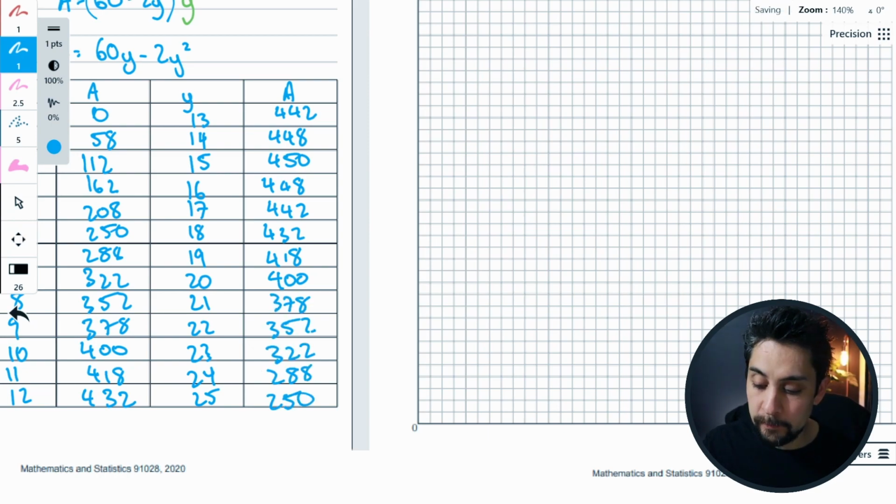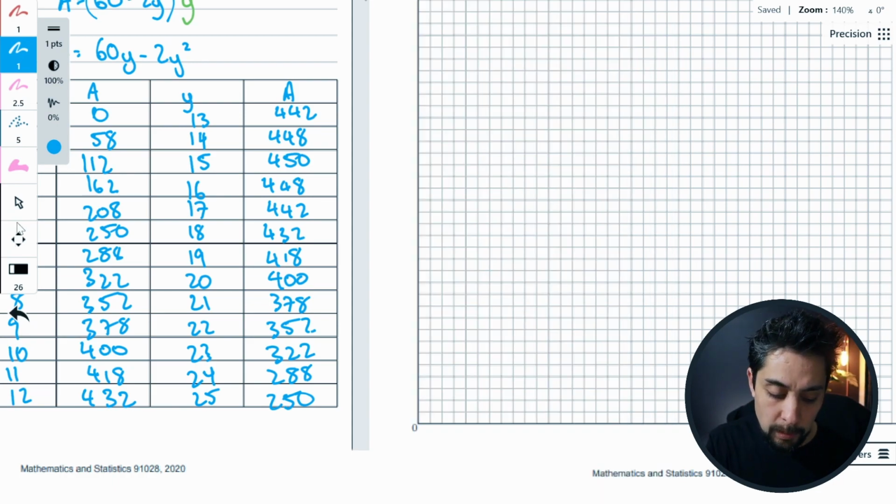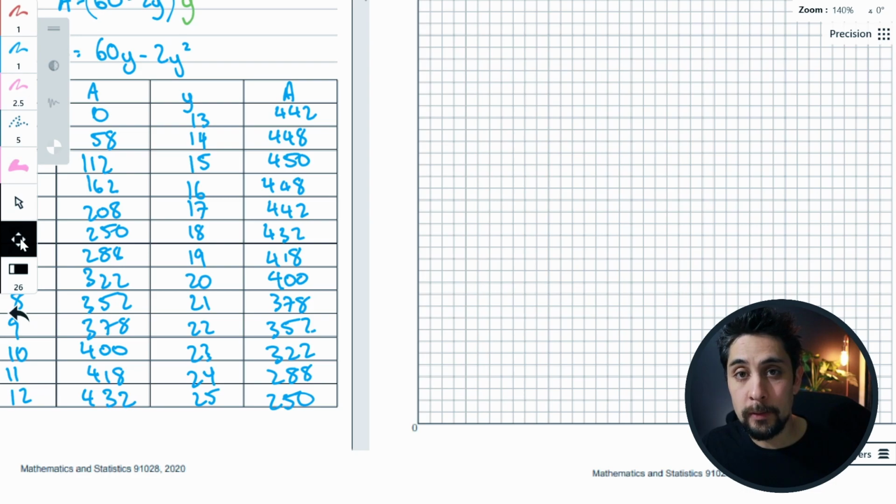There's our list of values. If we go back to the calculator, our last number should be 250. There it is, 25 with 250. So now we can go ahead and put this onto the graph and then finish up with a conclusion.